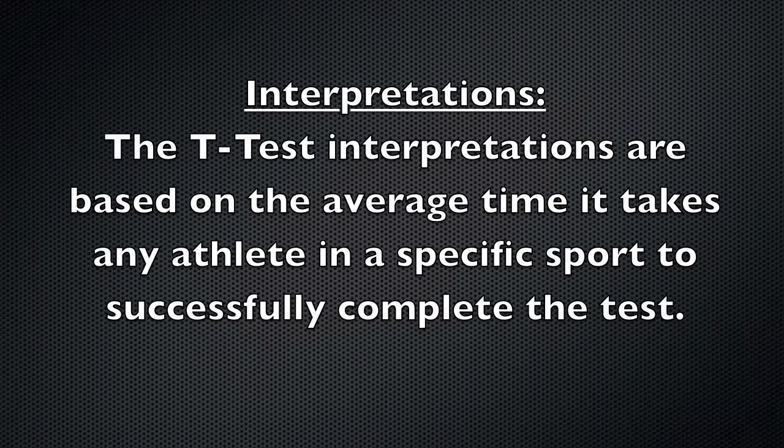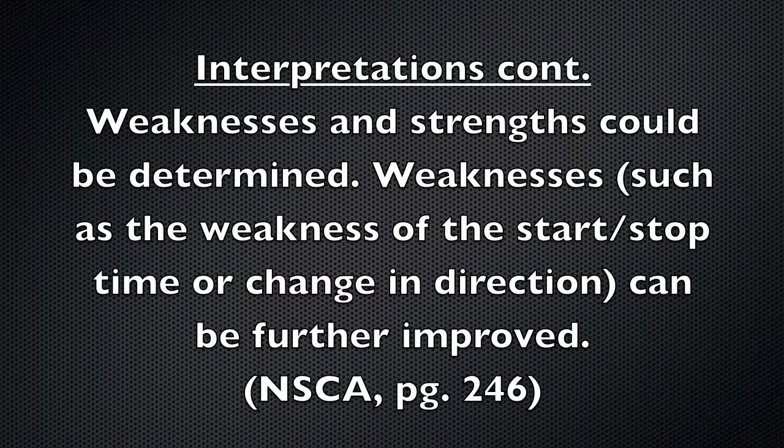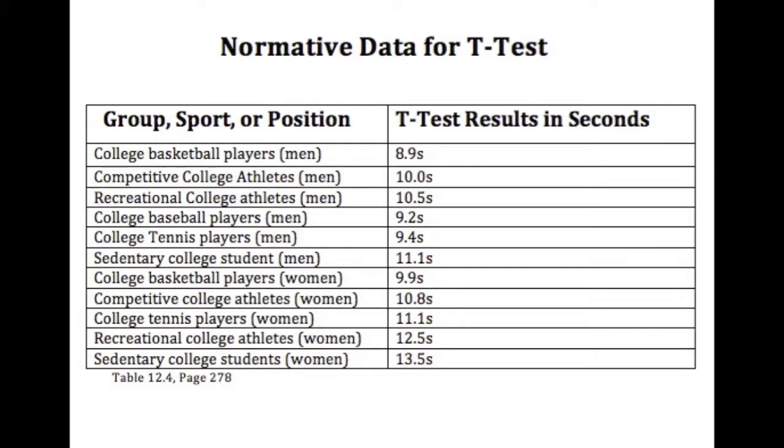T-test interpretations. The t-test interpretations are based on the average time it takes any athlete in a specific sport to successfully complete the test. From there, one can determine the athlete's weaknesses, such as a weakness on the start-stop time or a weakness in the change in direction, and work on improving the component from there. The time it takes for the athlete to complete the t-test should then be compared to the average t-test completion scores based on the sport-specific activity or task.